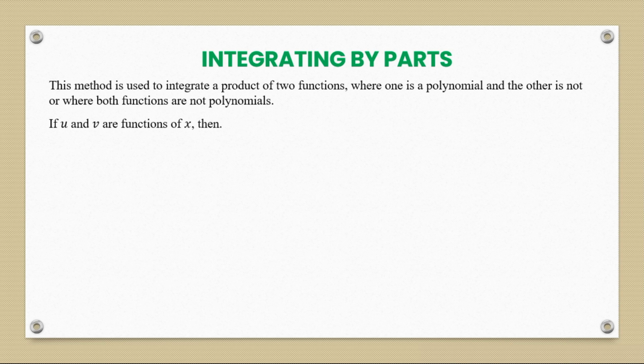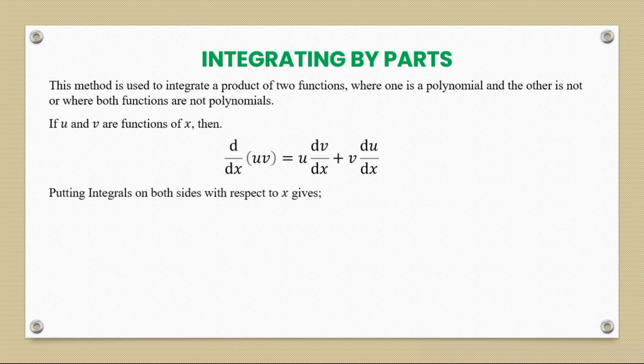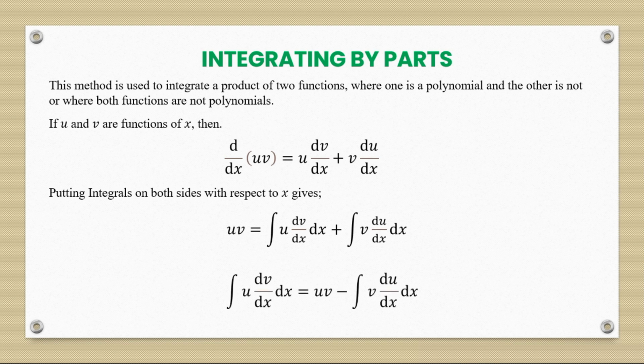So if u and v are functions of x, then we're saying d/dx of uv, the product of uv, shall be equal to u dv/dx plus v du/dx. So putting integrals on both sides with respect to x gives uv being equal to the integral of u dv/dx plus the integral of v du/dx. Then as you can see, if we make the integral of u dv/dx the subject, we shall have it being equal to uv minus the integral of v du/dx, as you can see right there.